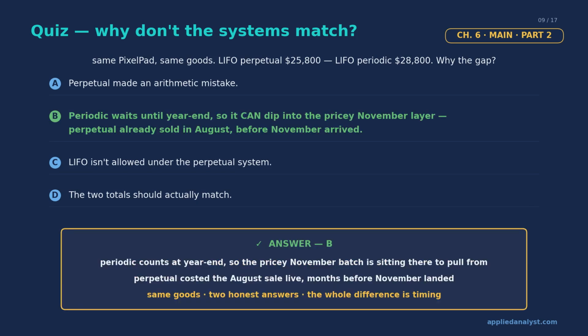The answer is B, periodic counts at year-end, so that expensive November batch is sitting right there to pull from.